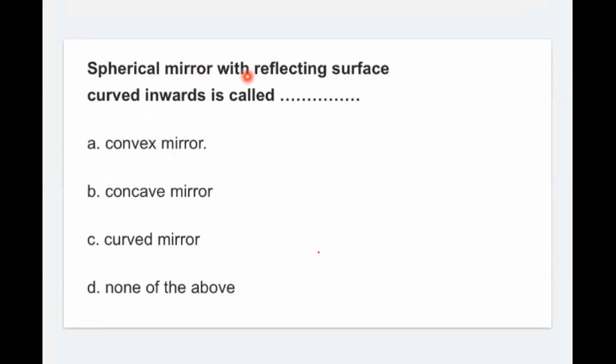Spherical mirrors with reflecting surface curved inward are called what? If the spherical mirror has a reflecting surface curved inward, such a mirror is called a concave mirror.